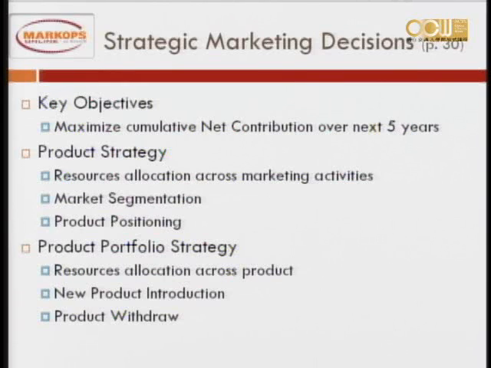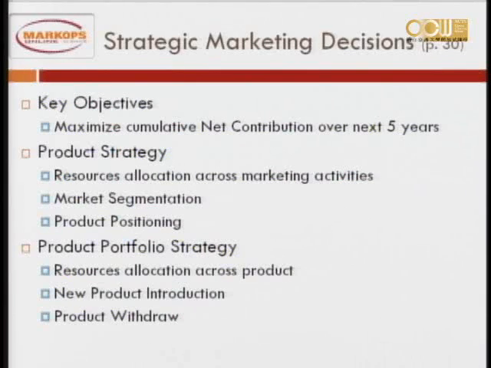All right, because like 3 different products. You don't know, just like Boston Consulting Group. I got Star, I got Cash Cow, I got a dog. I don't know how do I allocate my resource. 20, 20, 60, or 30, 30, 40, or 33, 33, 33. All right, these are called resource allocation. Identify market segmentation, product positioning. Tell you more later. Product portfolio strategy is resource allocation across product, new product introduction, and product withdrawal. So we'll tell you more about this later, right?